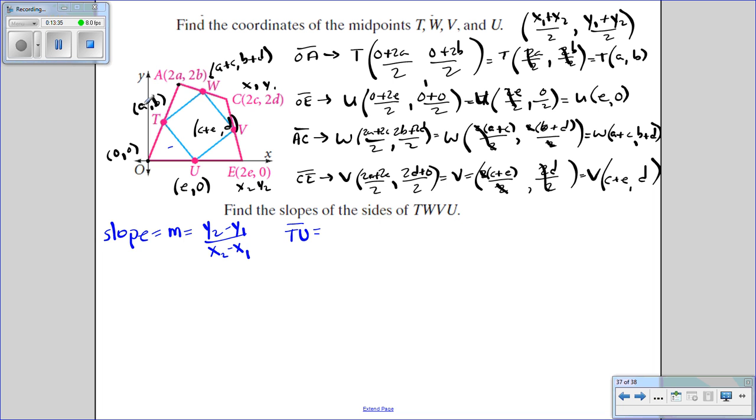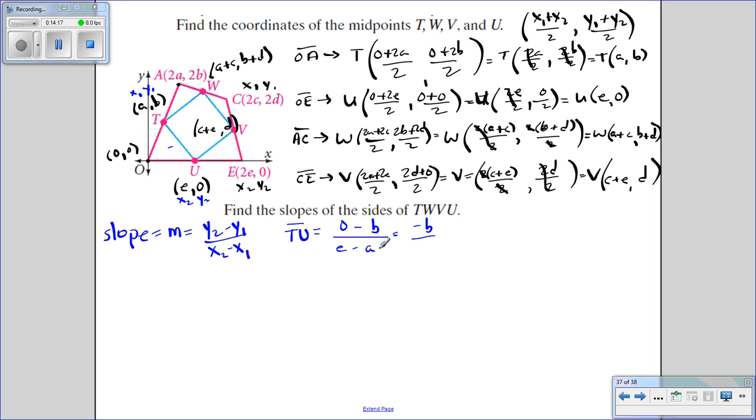Okay, so let's plug them into the formula. I'm going to use A and B. This would be my x1, y1, and point U would be my x2, y2. And I'm going to plug that in to my slope formula. So the formula says y2 minus y1. So that's going to be 0 minus b. And I'm going to go ahead and simplify that. 0 minus b is negative b. On the bottom we have x2 minus x1. So x2 minus x1 would be e minus a.